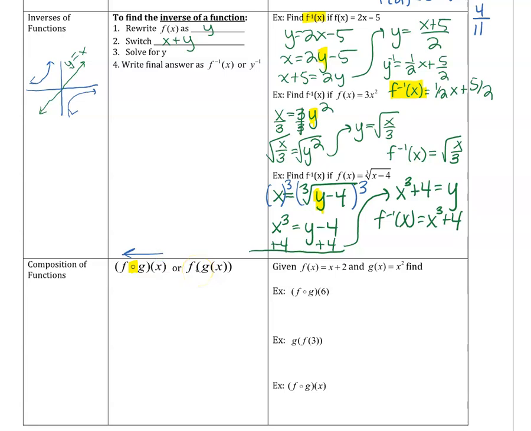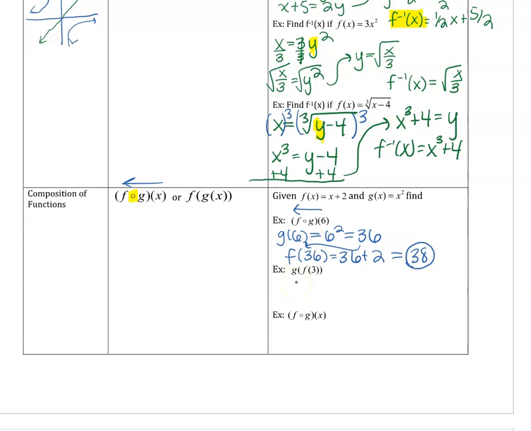Okay, so if I want to find f of g of 6 given these functions f and g, again, think about it backwards. The first thing you're going to do is figure out what g of 6 is. So I go to my g function, that's x squared. So that'd be 36. So now what it wants me to do is take this 36 and plug it into the f function. I evaluated it in my f function, and I got 38.